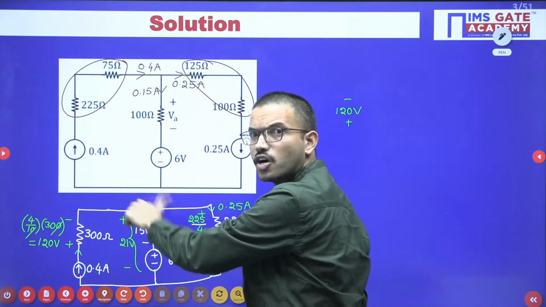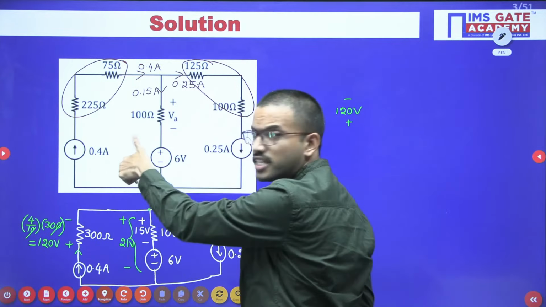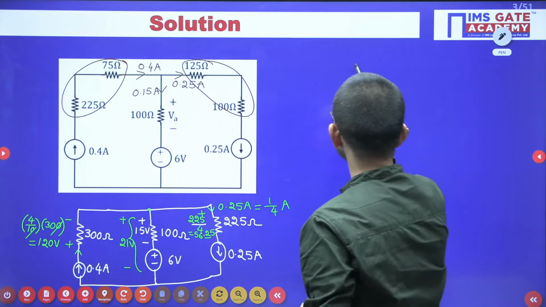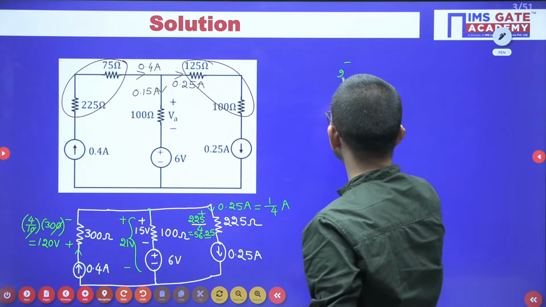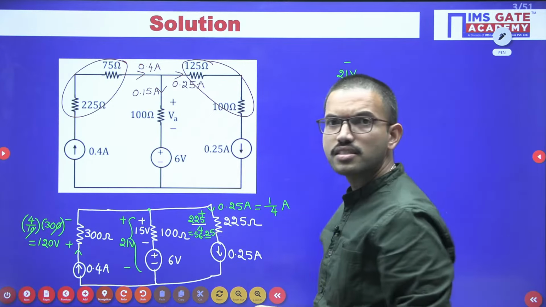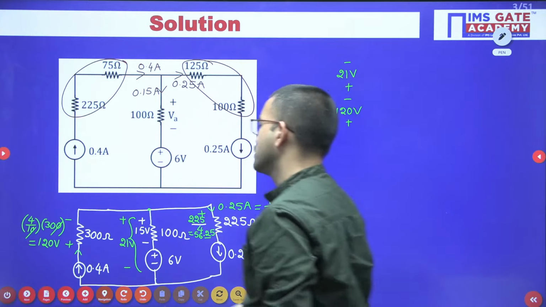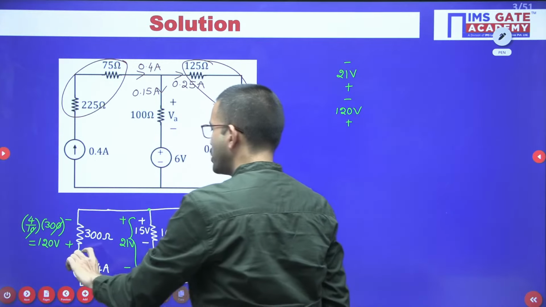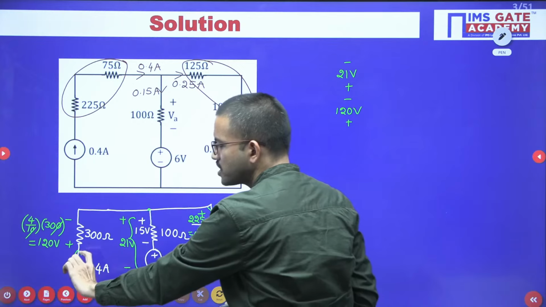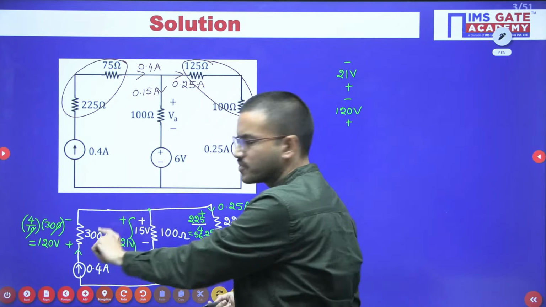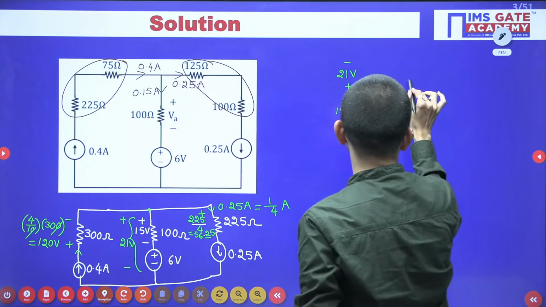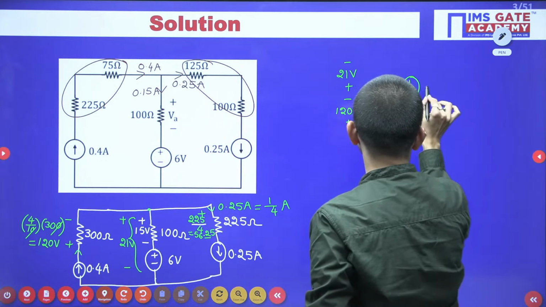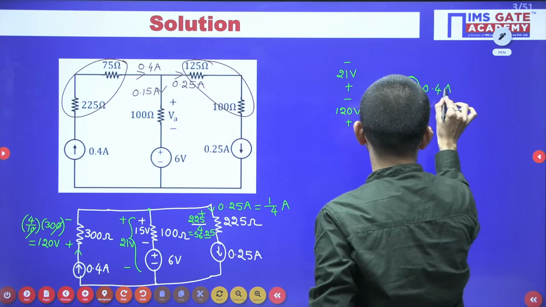I am placing the entire combination vertically like this. Then the polarities will become opposite. So here I am getting minus plus 21 volts. Minus plus 21 volts. Okay. And here you are having a 0.4 ampere current source. For the timing, I am placing this current source vertically like this. Then in that case, the 0.4 ampere is flowing like this.